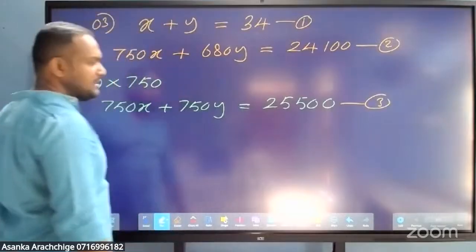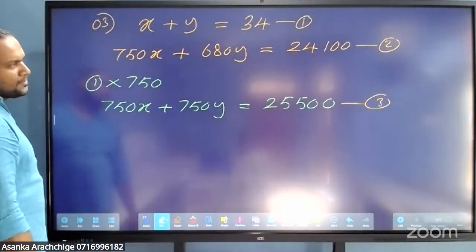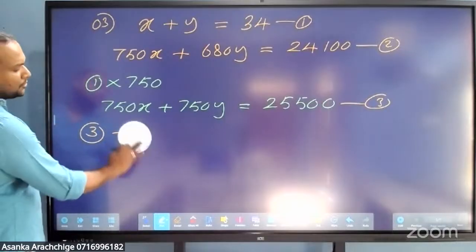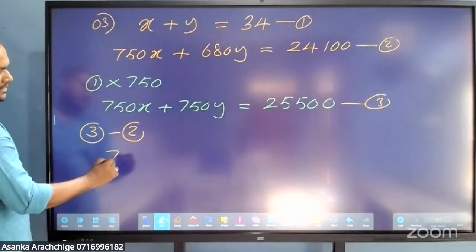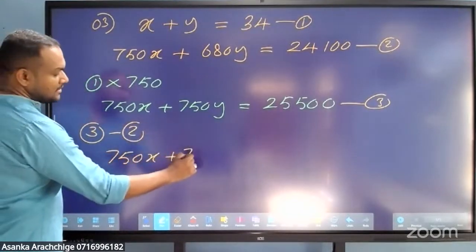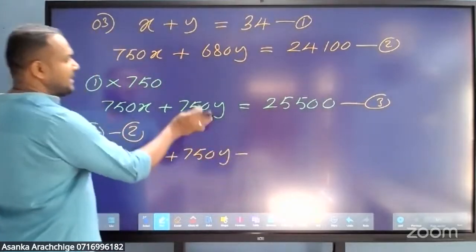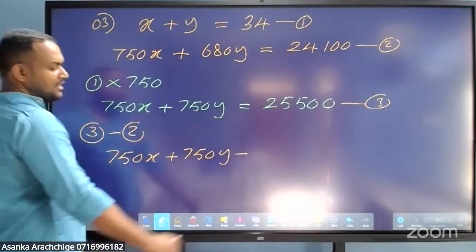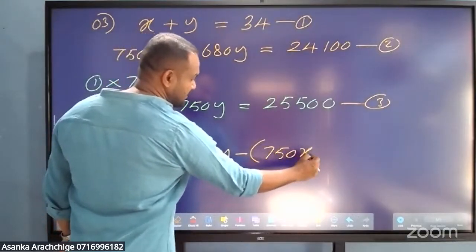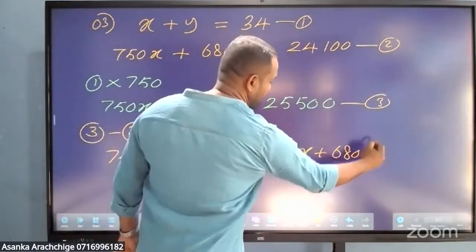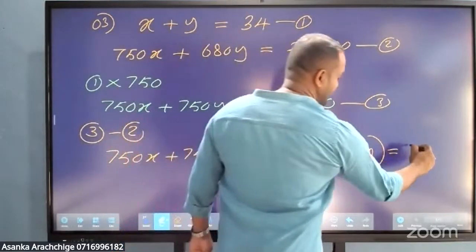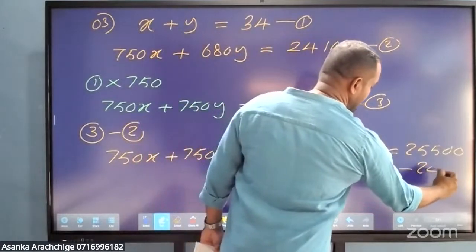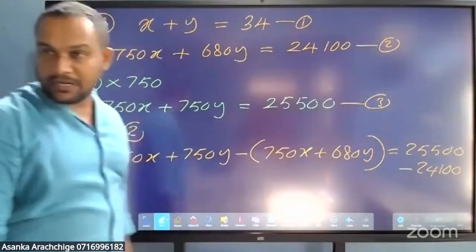Now by using the second and third equations, you can remove x from the equations by subtraction. 3 subtraction 2. 750x plus 750y subtraction 750x plus 680y, must be equal to 25,500 subtraction 24,100. Is that clear so far? Right.